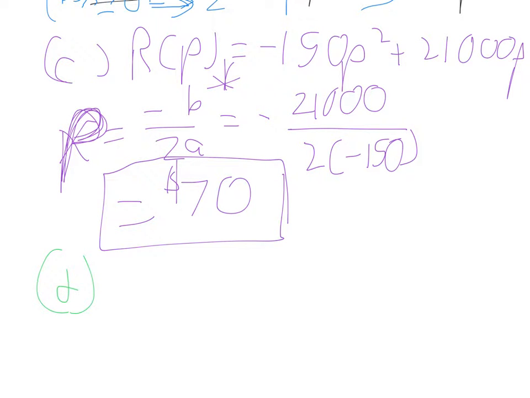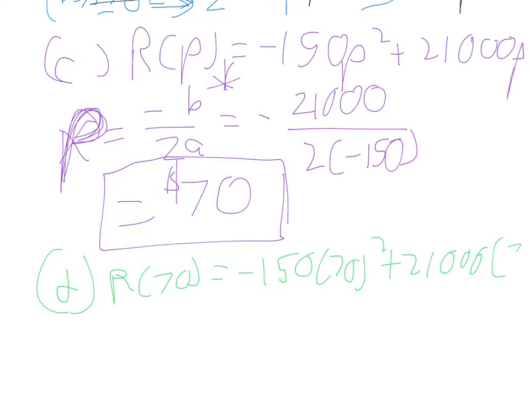Part D, if this price is charged, what is the maximum revenue? To do that, you just plug in 70 for P into our function. Negative 150 times 70 squared plus 21,000 times 70. If you go ahead and simplify all that, you should get that they have a maximum revenue of $735,000.